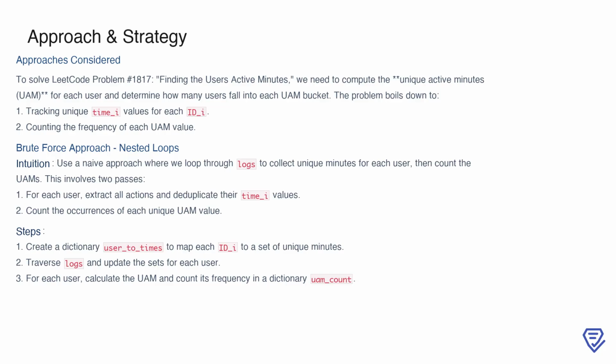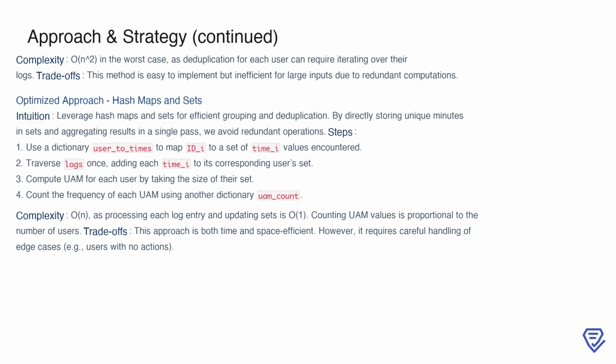Once we have the unique minute sets for all users, we can compute the UAM for each user by simply checking the size of their set and tallying these counts in another dictionary. While straightforward, this approach has a downside. It involves redundant computations due to the nested loop structure, making it inefficient for large datasets. The brute force approach has a worst-case time complexity of n squared, primarily because deduplication for each user requires iterating over all their log entries. Although easy to implement, this inefficiency poses a challenge for large input sizes.